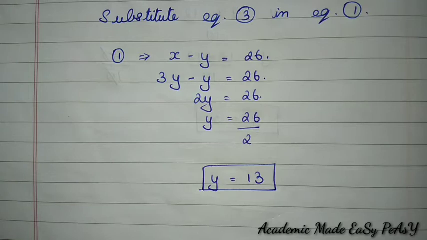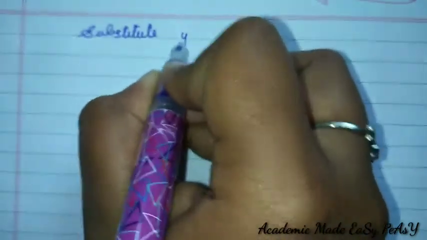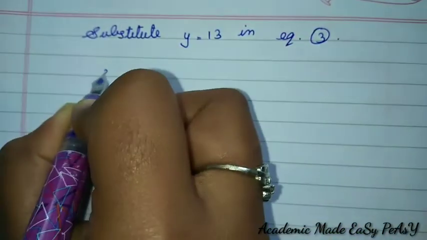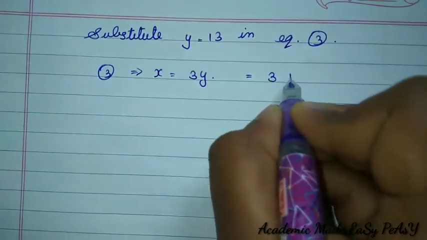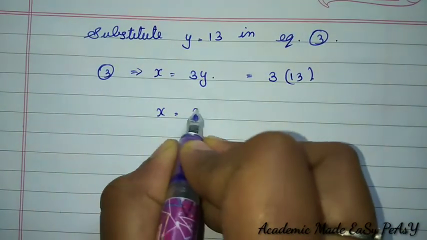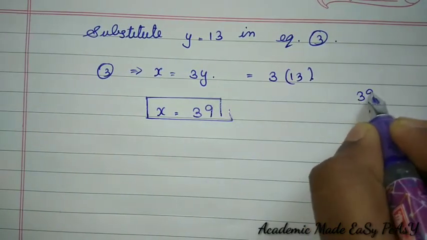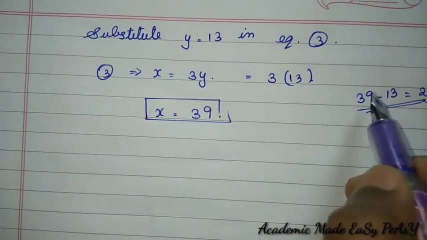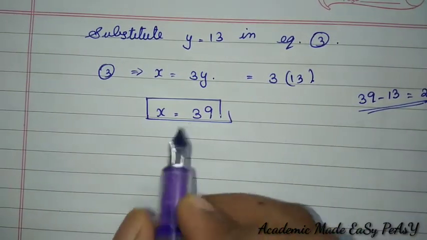Now I will be substituting to find the value of x. Substitute y is equal to 13 in equation 3. So equation 3 implies x is equal to 3y. So 3 into 13. So therefore x is equal to 39. Okay, if we subtract 39 minus 13, we get 26. So this is proved, and 39 is equal to thrice of 13. That is also checked. So therefore this is the correct answer.